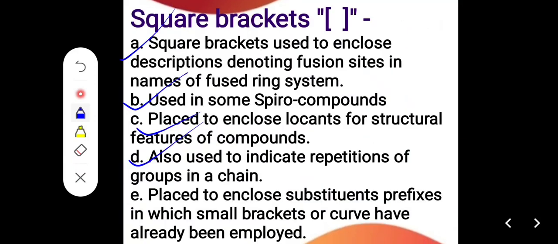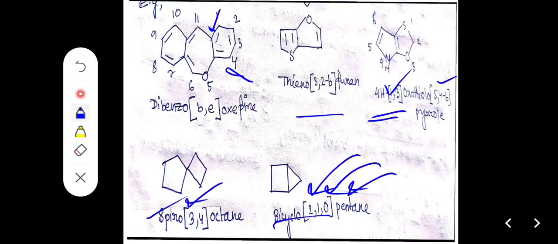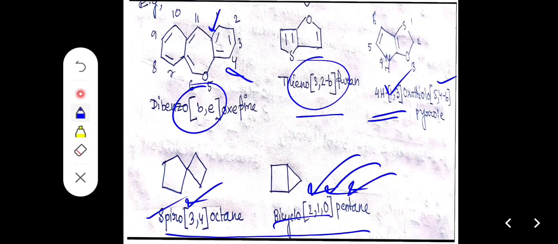Square brackets should also be used. Square brackets are used to enclose descriptions denoting a fusion site. Two rings fused together at that position can be designated by square brackets. They are used in some spiro compounds as well as bicyclo compounds, to enclose locants for structural features of compounds, to indicate repetition of a group in a chain, and to enclose subsequent prefixes in which small brackets or curves have already been employed. Fusion sites are designated this way, and in bicyclo and spiro compounds the number of carbon atoms present in any site of the chain can be designated by square brackets.